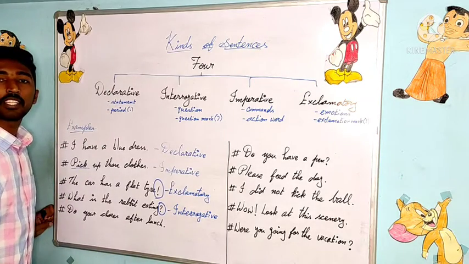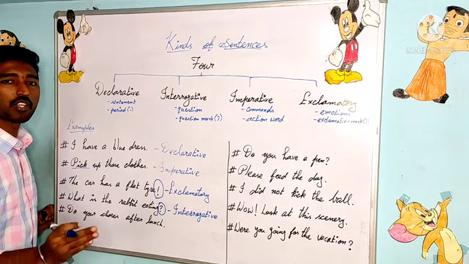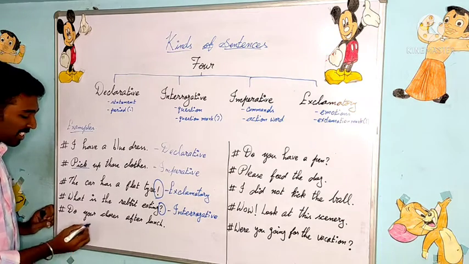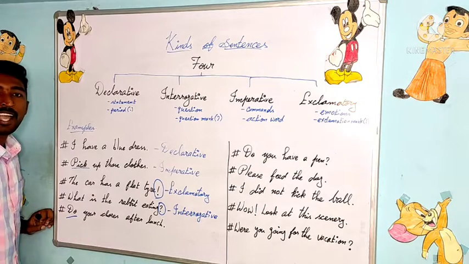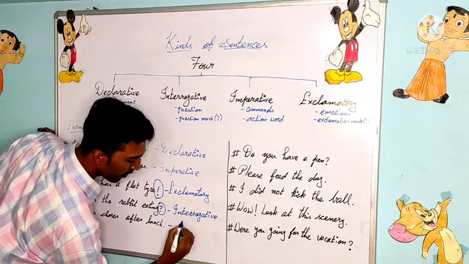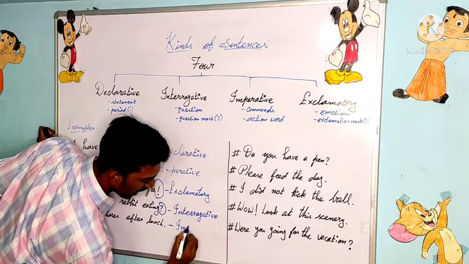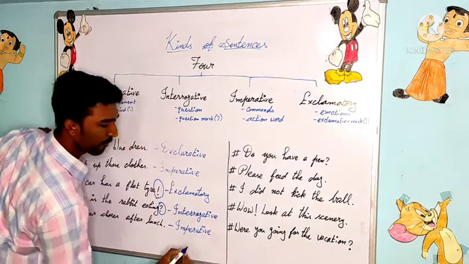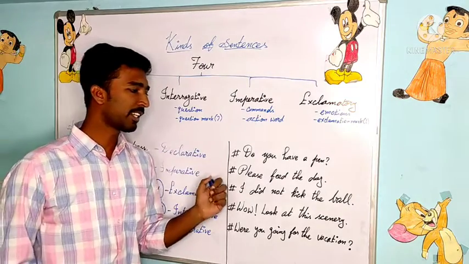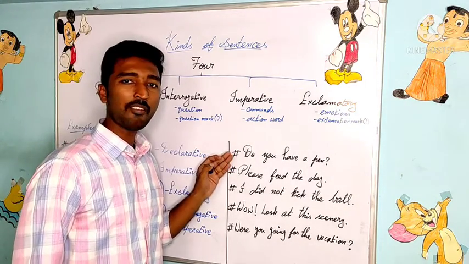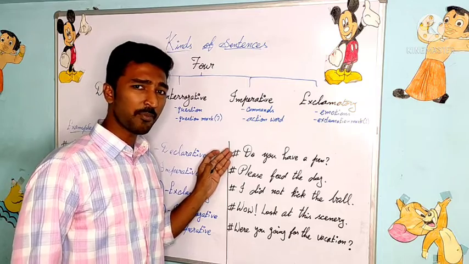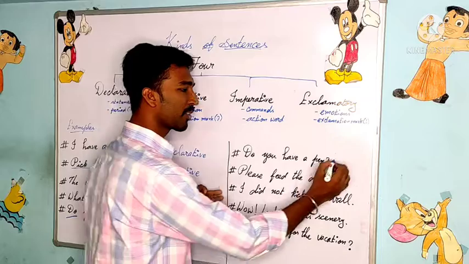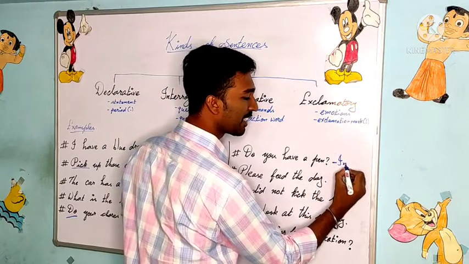Do your chores after lunch. It's a command that starts with an action word. Do. Imperative. The next set here is, do you have a pen? Can you find it? If you have chosen interrogative, that's right.